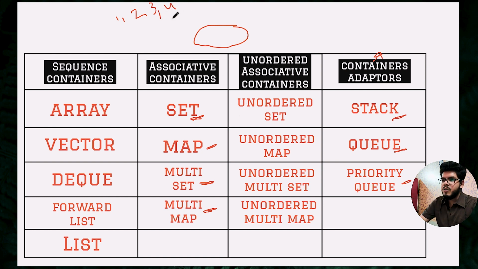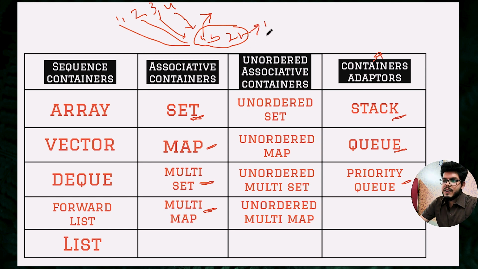Now, as they enter the priority queue, you have 4, then comes 3, then comes 2, and finally 1. What we can do now is either get the maximum element out of the priority queue, that is 4, or get the minimum element out of the priority queue, that is 1.